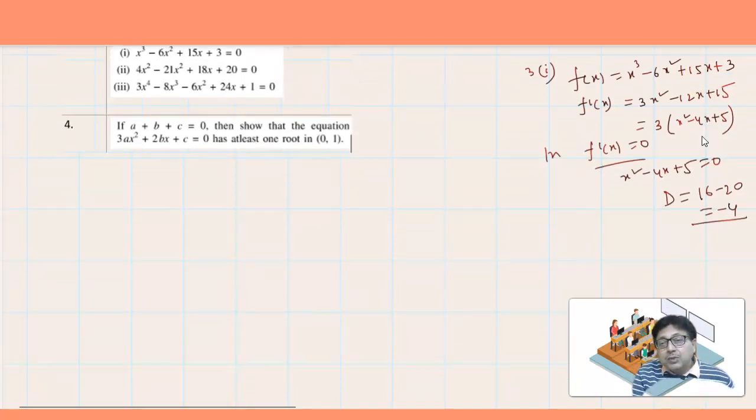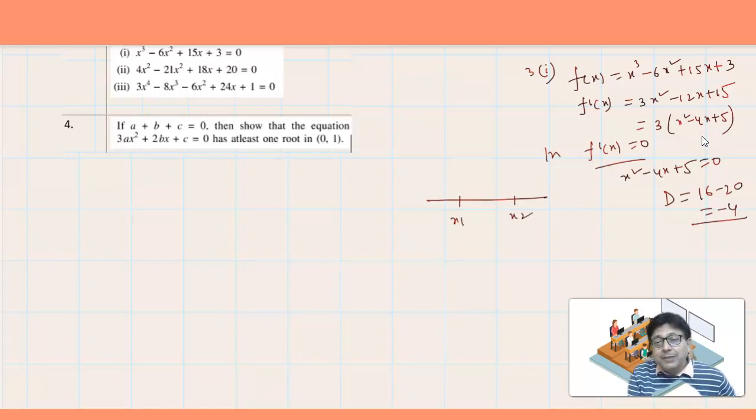Because if f(x) has two real roots, x1 and x2, in between the two real roots there must be a root alpha of f'(x). But alpha doesn't exist. This equation doesn't have any real root. So x1, x2 also don't exist. So two roots or three roots of f(x) cannot be real.